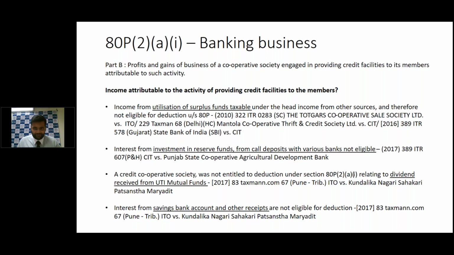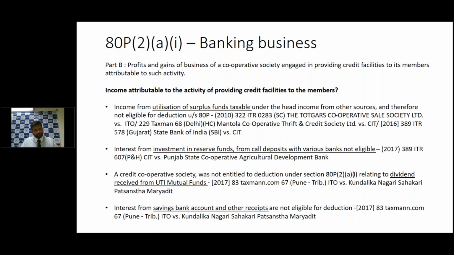The Supreme Court in the famous case of Totagar Cooperative Housing Society has clearly held that if I have some surplus fund which I have deposited in some bank or made some investment, and income is derived from those surplus funds or those investments, that income is chargeable under the head income from other sources, not taxable under the head profits and gains of business and profession, and therefore does not qualify for deduction under section 80P(2)(a)(i).